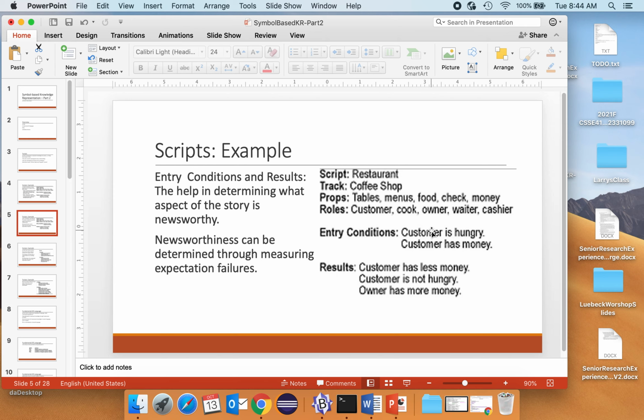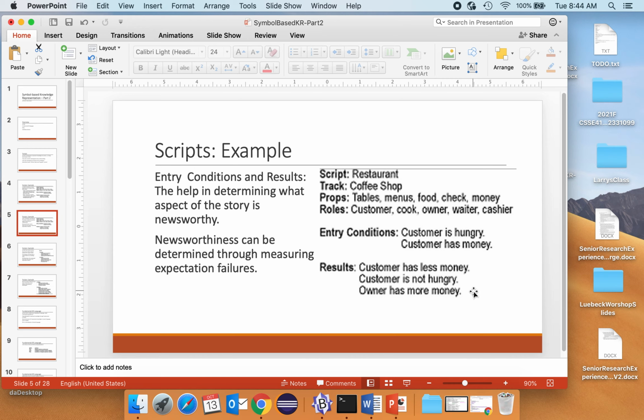So in this particular example, the customer is hungry, although I think you don't necessarily have to go to a coffee shop to be hungry. You might want to socialize there too. Customer has money, or maybe your friends have money and invited you. Customer has less money, customer is not hungry, owner has more money.